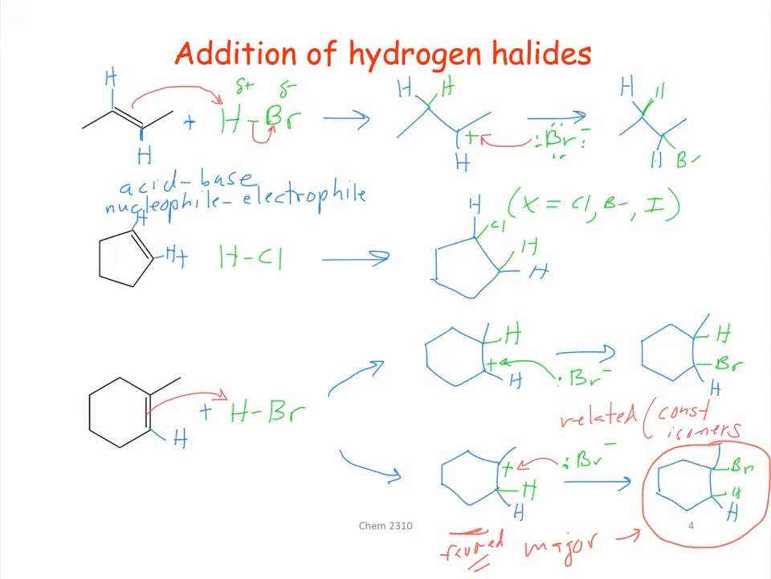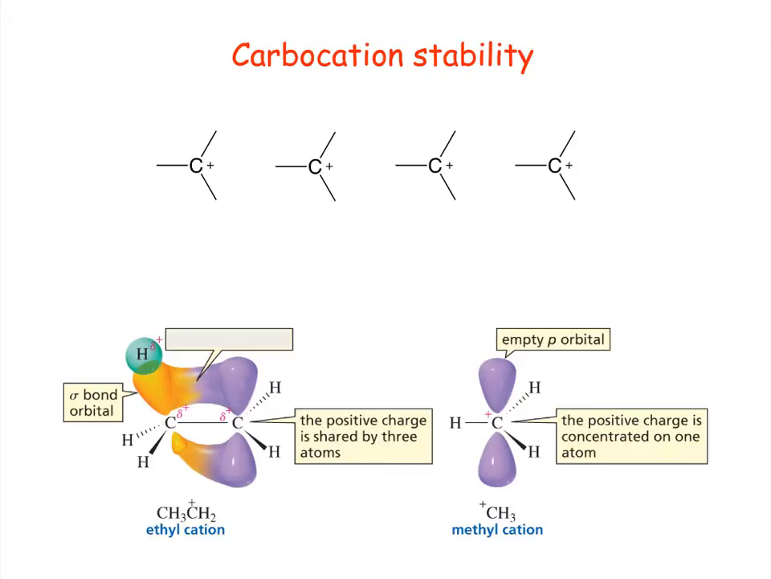Okay, so let's look at something about the stability of carbocations. All right, so carbocations in general, let's just say in general, cations are usually stabilized by electron donating groups. Because a cation is short of electrons, it makes it more stable if there's something else that can donate some electron density to it.